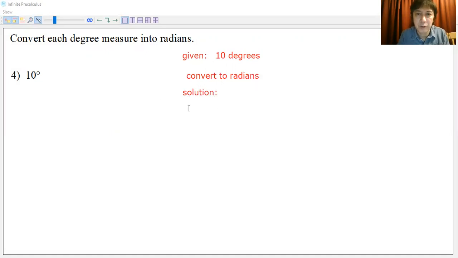Start with the given 10 degrees, times pi radians. For every pi radians, there are 180 degrees, so we use pi over 180. For every 3.14 radians, there are 180 degrees. And see, this cancels out. The units, degrees and degrees, cancel out.